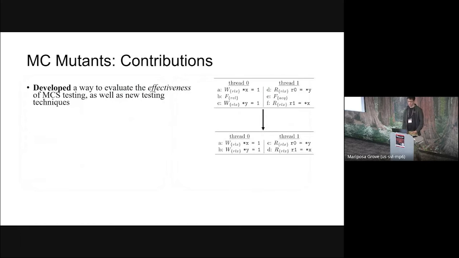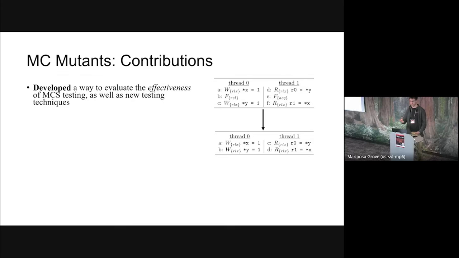So what was MC Mutants? It was basically a paper that developed a way to evaluate the effectiveness of MCS testing, as well as some new testing techniques. For example, if you look at this test at the top, which has those release acquire fences and should be disallowed by the memory model, we showed that if you are able to reveal this weak behavior in this bottom test with those fences removed, you should probably be able to find bugs in the top test.